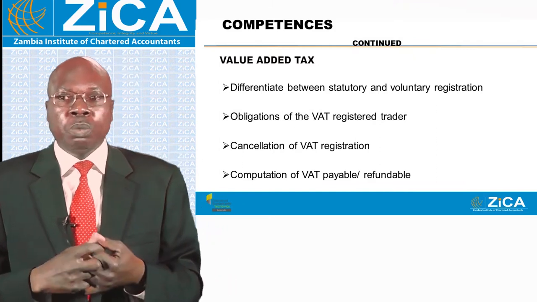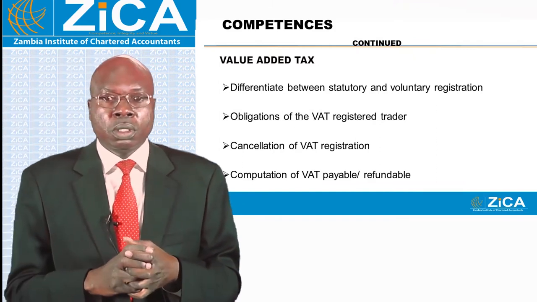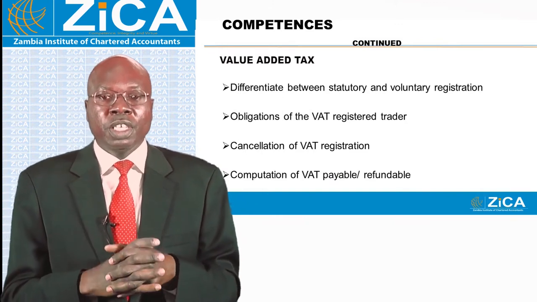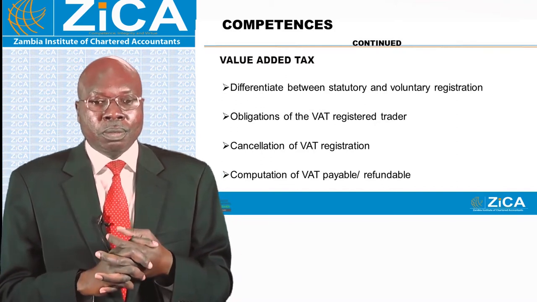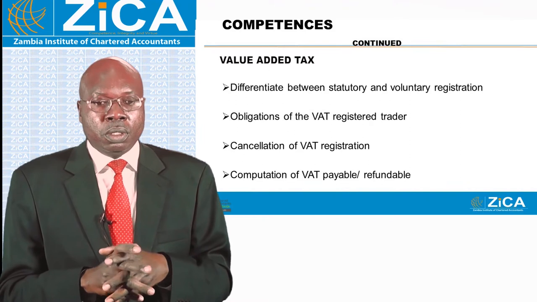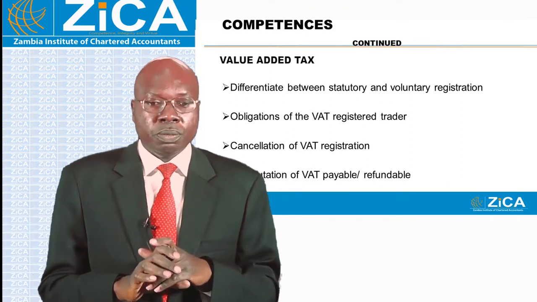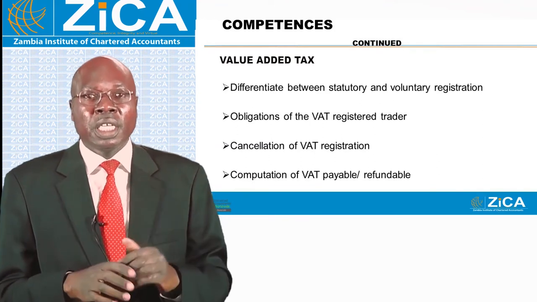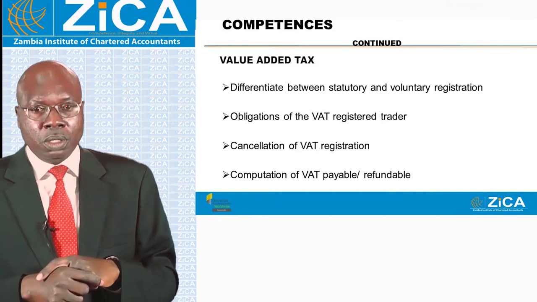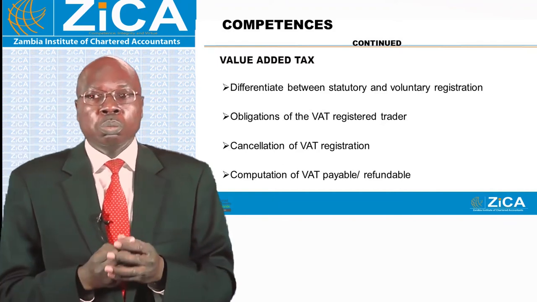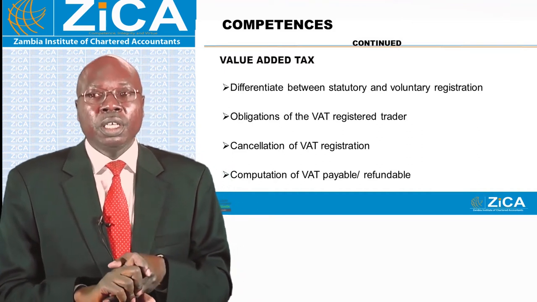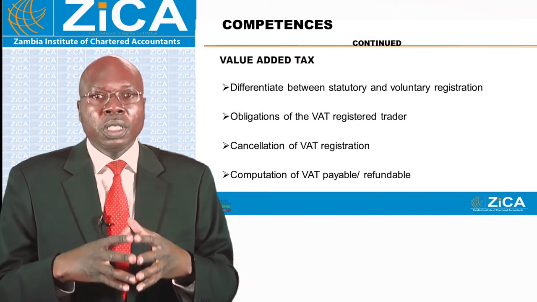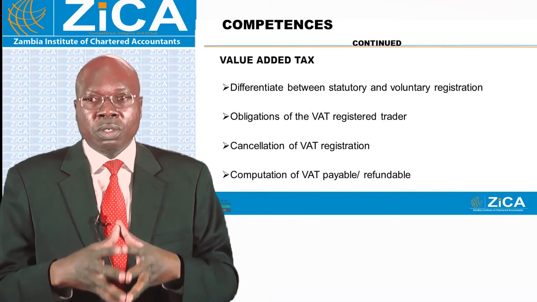Because when you are registered for VAT, you'll be given the TPIN, which is called the taxpayer personal identification number. Now, the first point that I'm going to talk about on the obligations is that a VAT registered supplier is supposed to provide tax invoices to whom he does trading with.